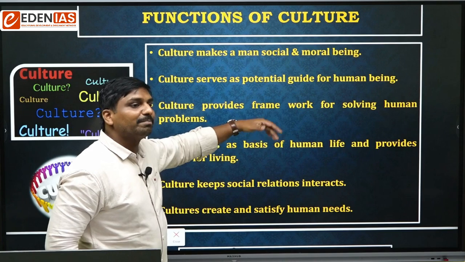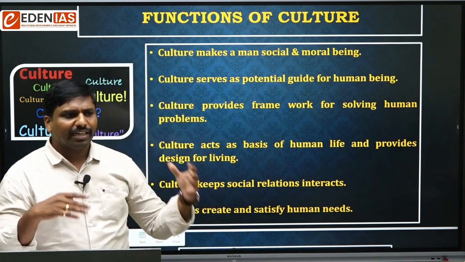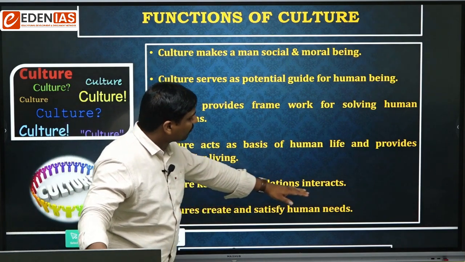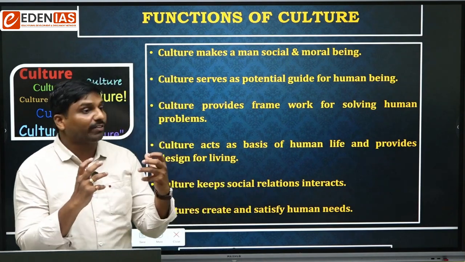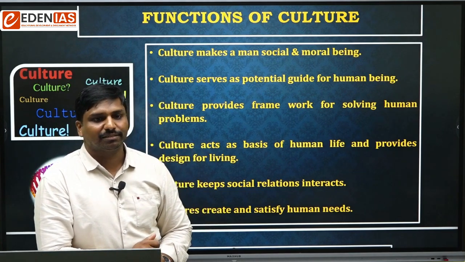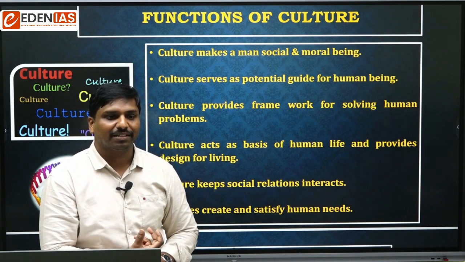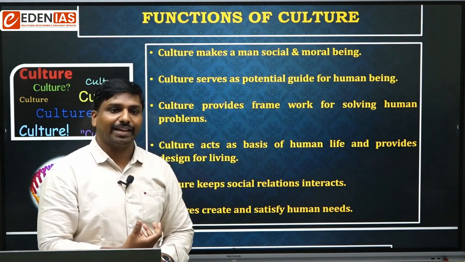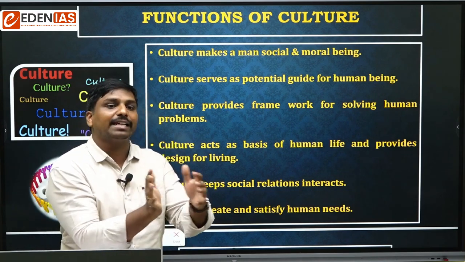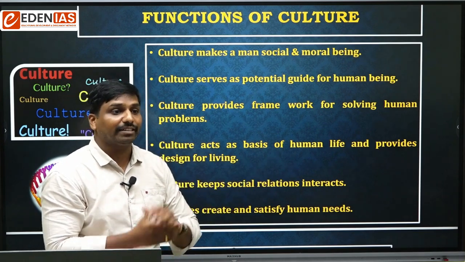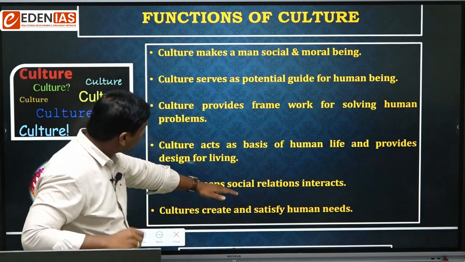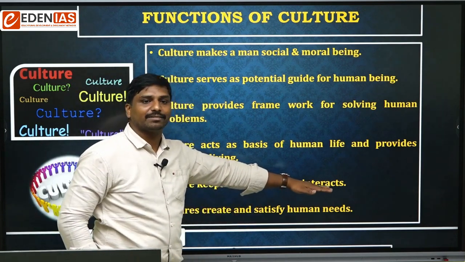All are one and the same, but simply in a different language. It creates the design for life, design for living. Then culture keeps social relations intact. Social relations would be maintained intact through culture. That means people might be bonded together on the basis of religion, language, or their professions. For example, dancers will have a separate identity, like a dancing community. Musicians will have a separate identity. That means culture keeps the social relations intact.